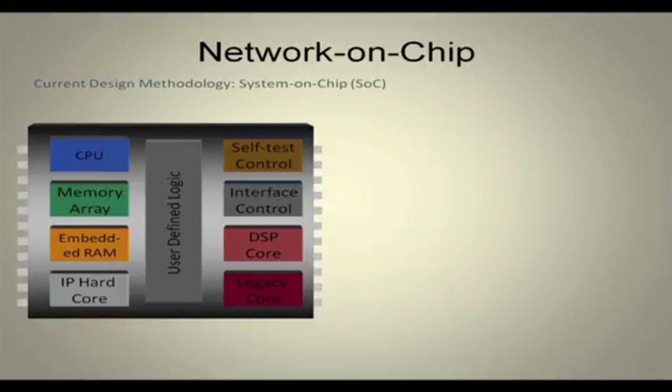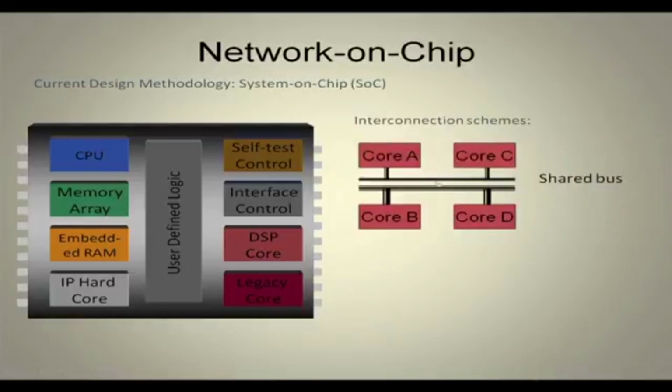So, if we go to the network on chip, assuming that the current design methodology is a system on chip based design, we have got CPU, memory, embedded RAM, IP hardcore, then this self test control. So, all these modules are there and there is user defined logic. So, the interconnection scheme is like this. Shared bus: there are buses, maybe core A and core C are put on the first bus and core B and core D are put on another bus.